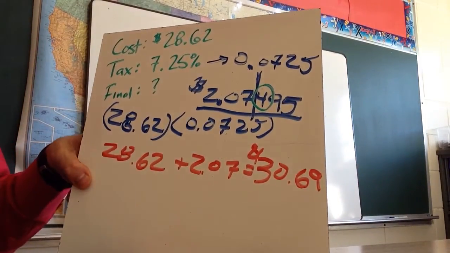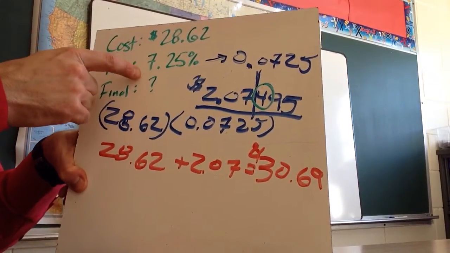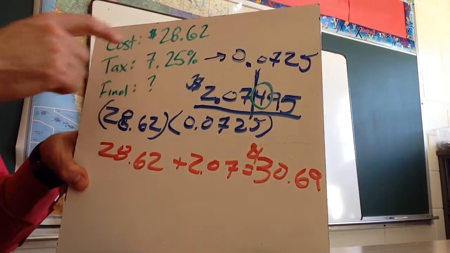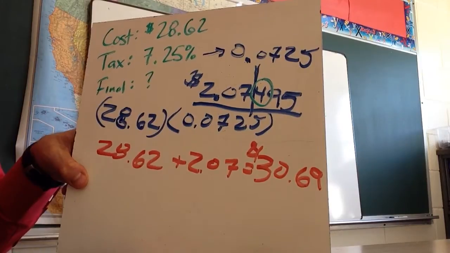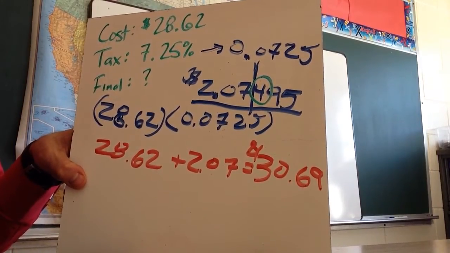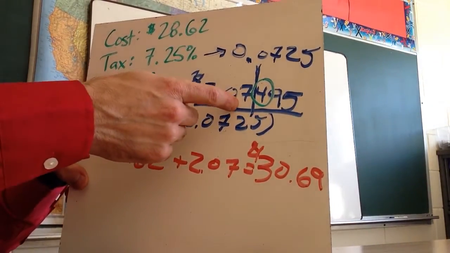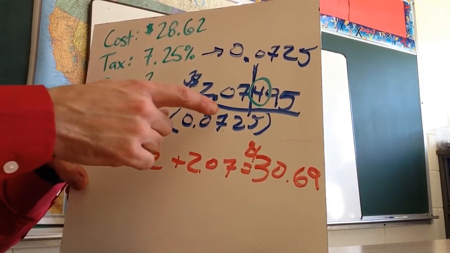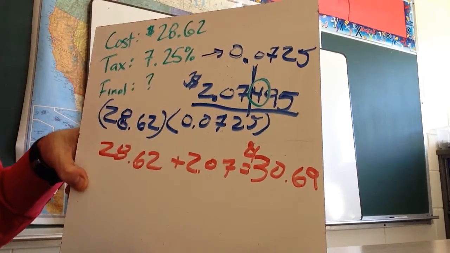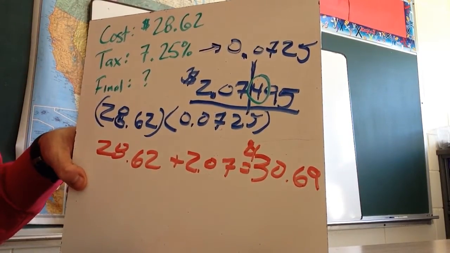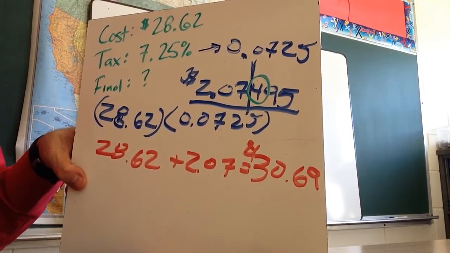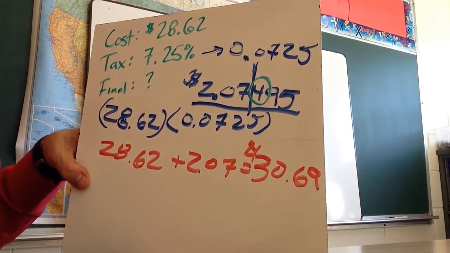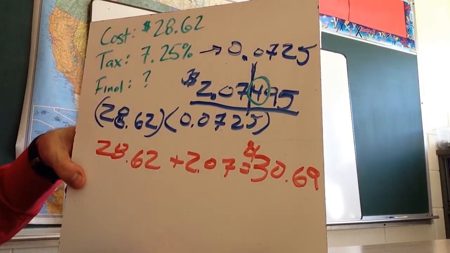Now, there's a couple things to keep in mind. Common sense should tell you that if you pay tax on something, the cost should go up. So if you ever get an answer that's below $28.62, you should immediately know you did something wrong. Like if I had screwed up this decimal and I got $20.74 and I left my answer there, it would seem odd that after paying taxes, my cost went down. Your cost also shouldn't double or triple. So if you end up getting very close to doubling or tripling, you should probably stop and reconsider what it is that you're doing.